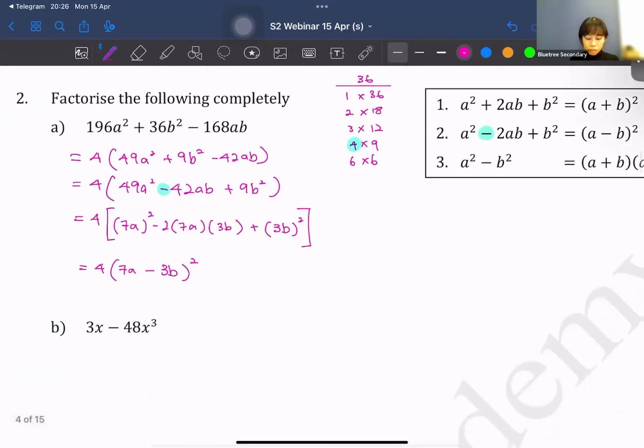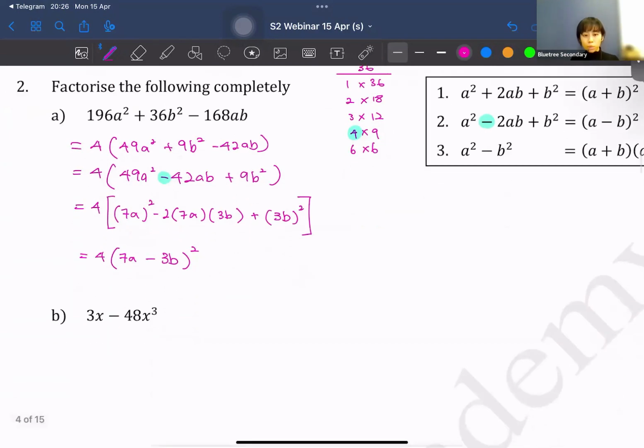Moving on to part B. Again, we always use simple factorization first. So the HCF for these two terms, I know that I can take out x because the x is in both of the terms. Then pick out the smaller of the two numbers. I have 3 and 48. So 3 is the smaller number.